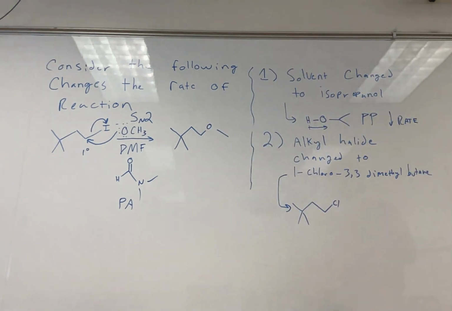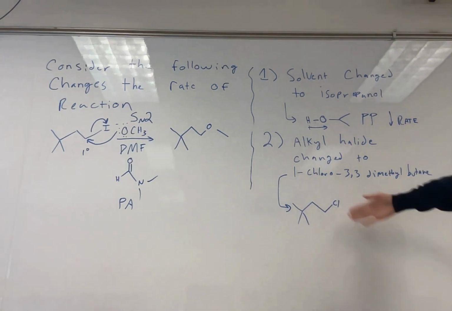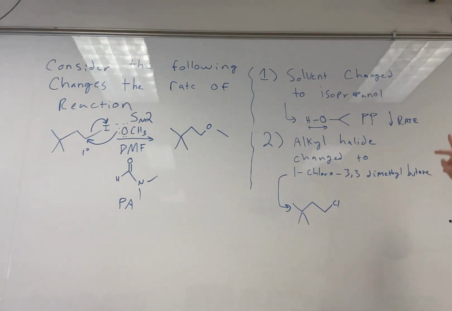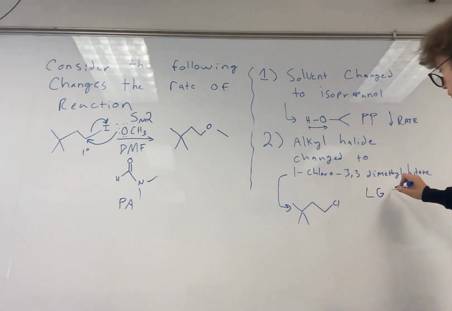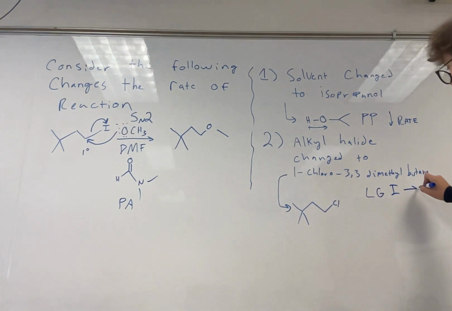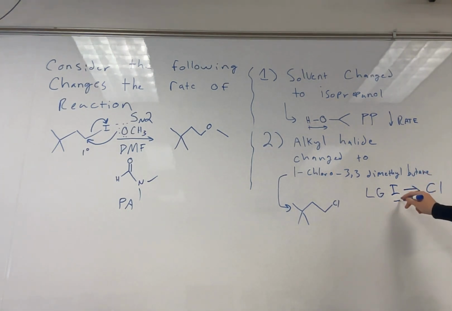For number two here, the alkyl halide is changed to 1-chloro-3,3-dimethylbutane. That's the molecule there. The only difference we see here is that we're changing the leaving group from iodide to chlorine. So what does that mean? A lot of students can get really tripped up here when we look at the better leaving group. We might think electronegativity and automatically assume that chlorine's going to be the better leaving group, but that's not really the case, and I'll explain why.